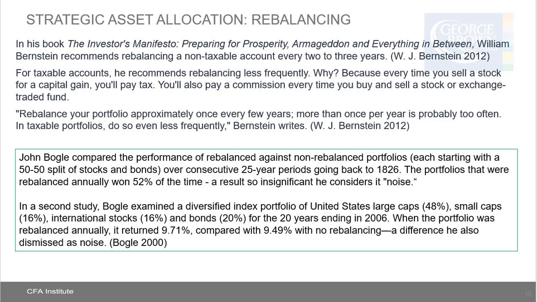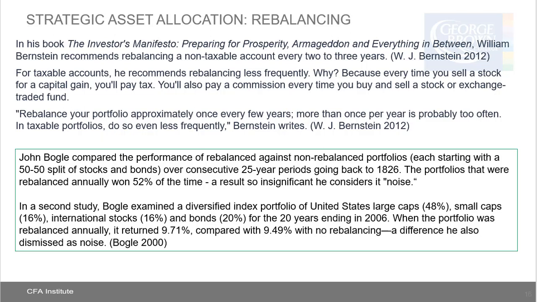For taxable accounts, he recommends rebalancing less frequently. Why? Because every time you sell a stock for a capital gain, you'll pay tax. You'll also pay a commission every time you buy and sell a stock or exchange-traded fund. Rebalance your portfolio approximately once every few years. More than once per year is probably too often. In taxable portfolios, do so even less frequently. So that's some comments on rebalancing from William Bernstein.